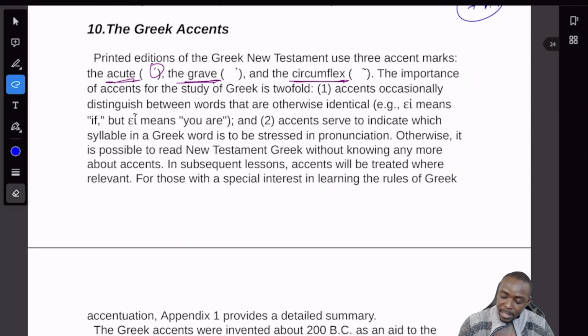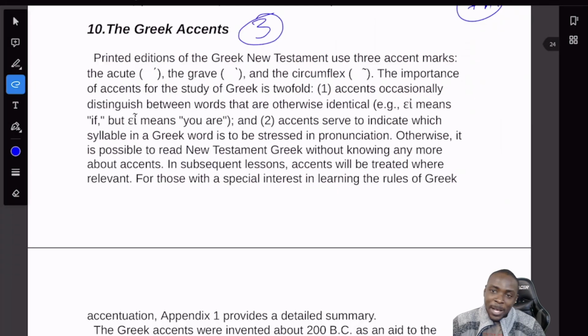So let's talk about accents. Not only are there 3 diacritical marks, there are also 3 accents that you're going to encounter. I don't know why Greek loves 3 so much. The first accent is the acute. The second one is the grave. And the third one is the circumflex.